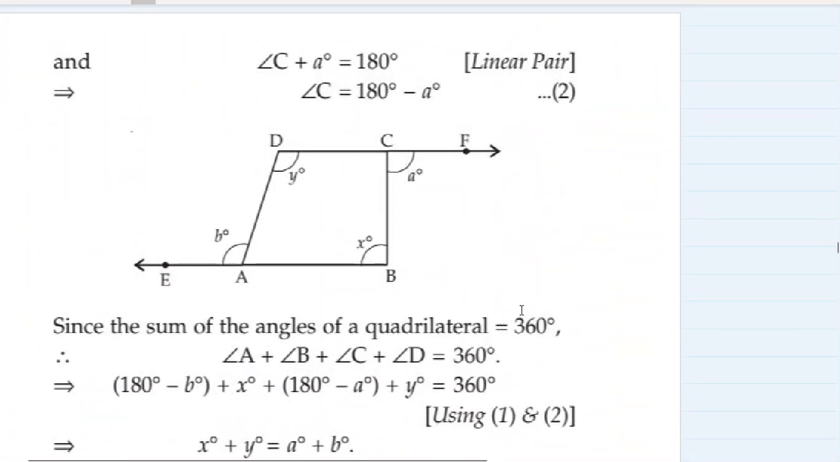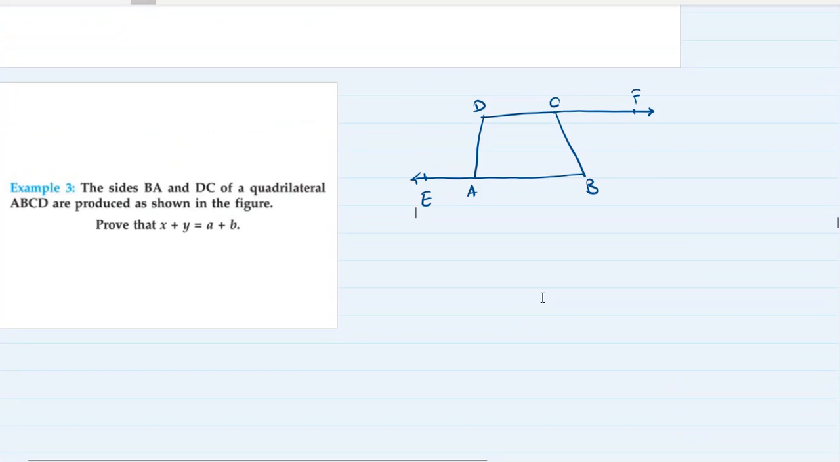A and B are exterior angles and x and y are interior angles. So this is x, this is y, this is a, this is b. So we have to prove that x plus y is equal to a plus b. Okay, cool. That's very easy. See, if this is angle B, let me write it.